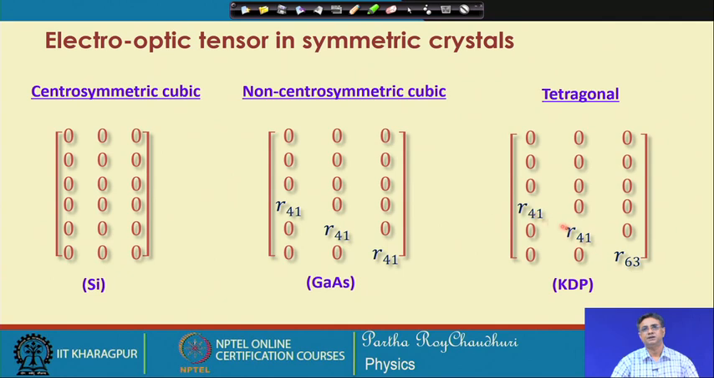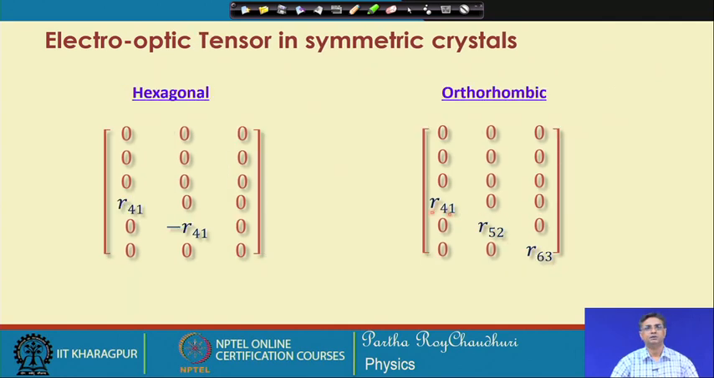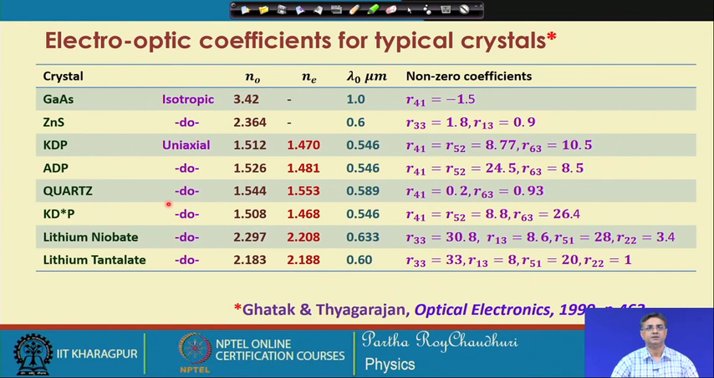these three are the non-zero coefficients. We have for hexagonal, you have this tensor. So, these are the tensors representing different crystalline structures corresponding to different media, and knowing the values of these R 41, 52, 63, etc., we can calculate the change in the impermeability by knowing the strength of the electric field. Then we can calculate the birefringence, the retardation, and all other relevant properties. We will see various examples.